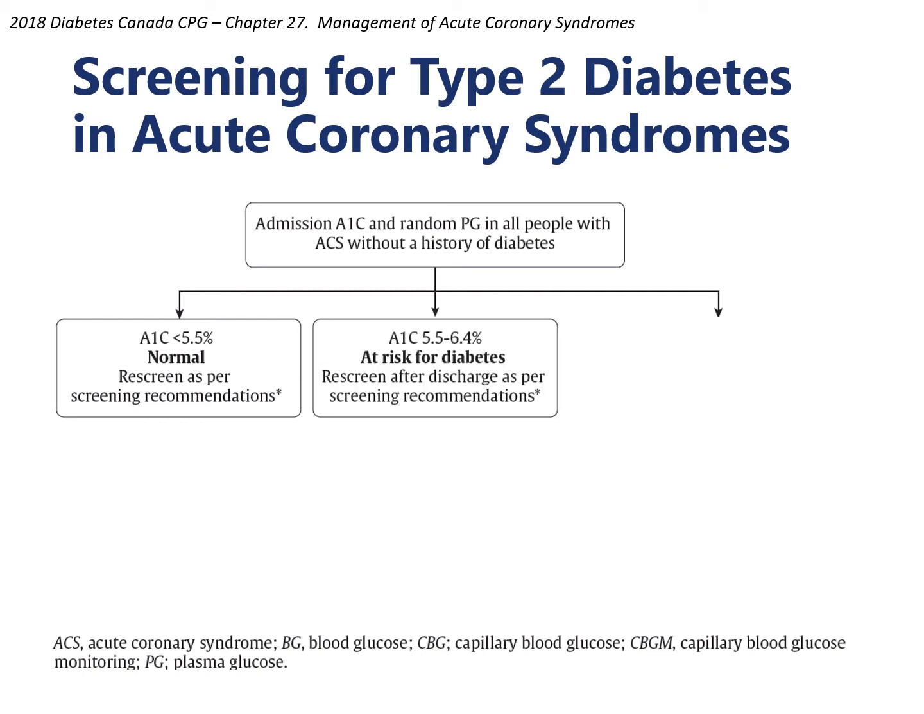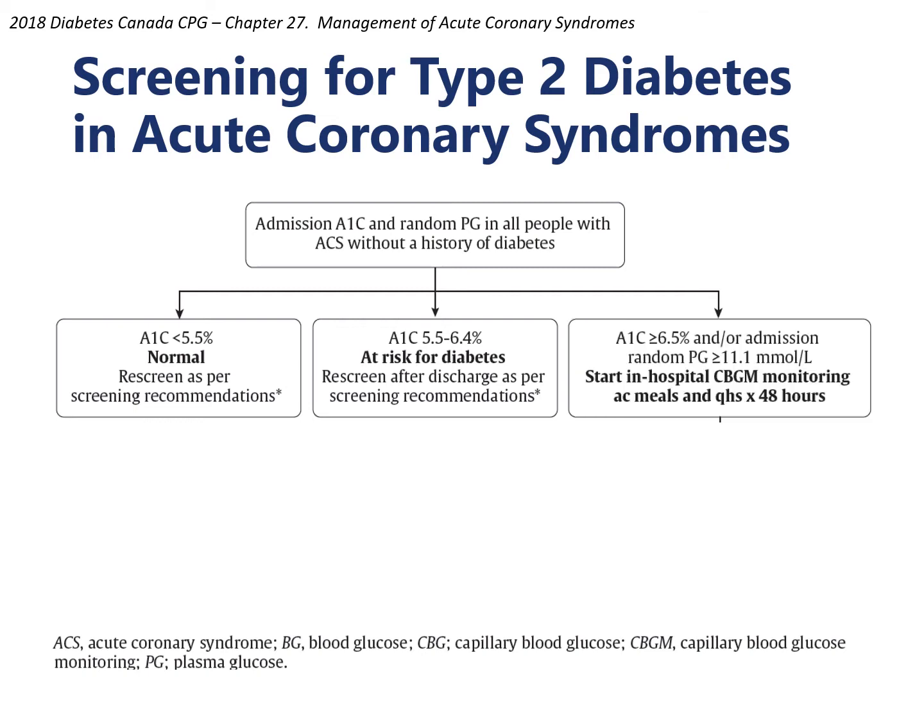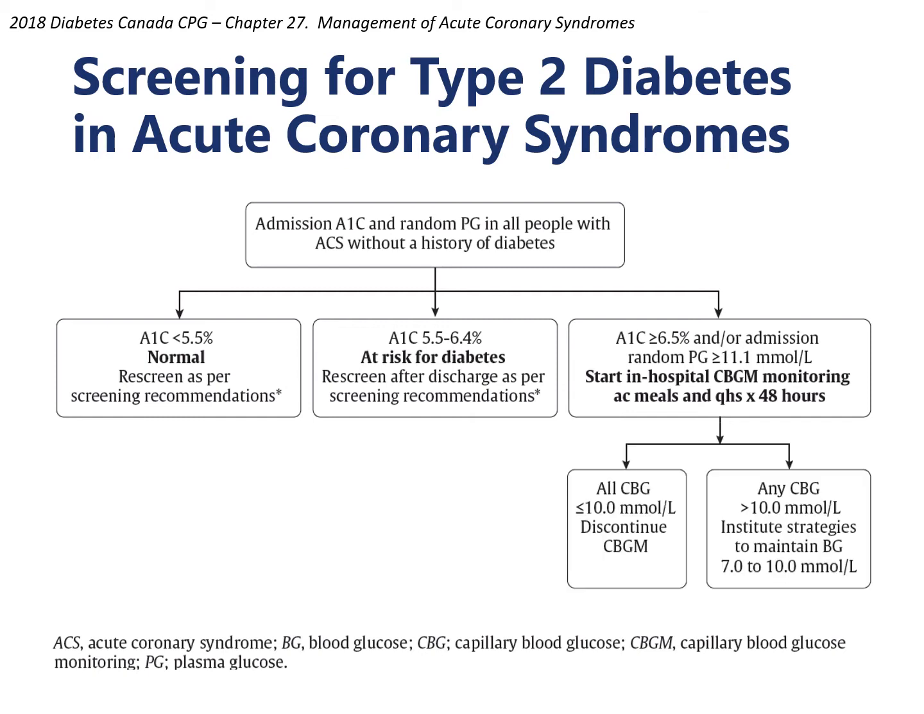If their A1C is 5.5 to 6.4%, then they should be considered at risk for diabetes, and rescreening should occur after discharge, again as per screening recommendations. However, if their A1C in hospital comes back at greater than or equal to 6.5%, and/or the admission random plasma glucose is greater than or equal to 11.1, then we are suggesting that you start in-hospital capillary blood glucose monitoring, pre-meals, and bedtime for 48 hours.